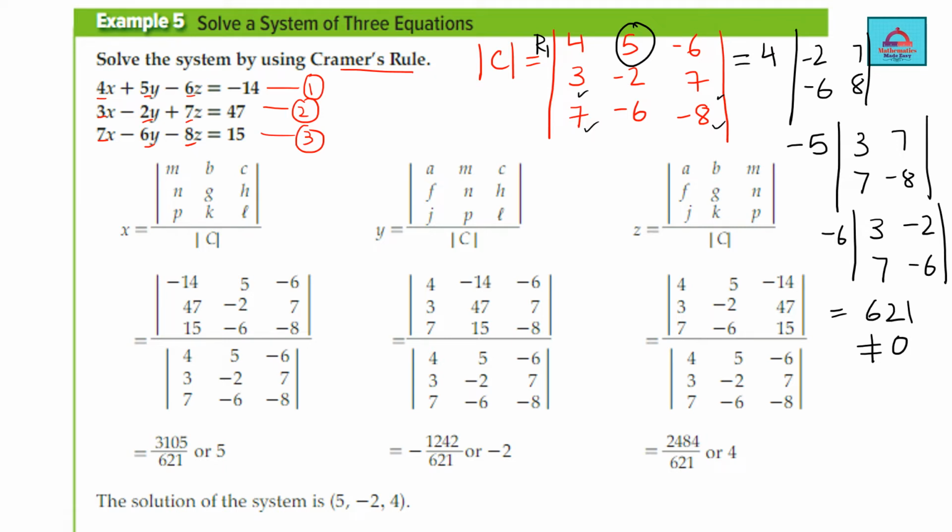So we say a unique solution exists. So there is a value of x, y, z that you can find. X, y, and z are denoted by these three formulas. Just plug in the values. For x, you will get 5. For y, after calculation, you will get negative 2. And for z, you will get 4. So the solution will be the set of 5, negative 2, and 4, x, y, and z in that order.